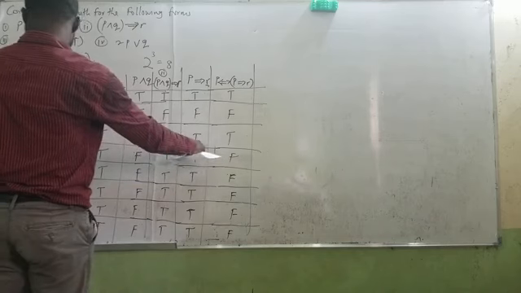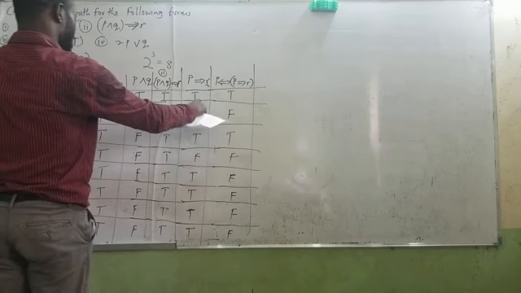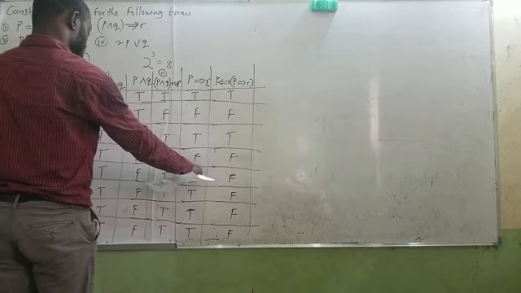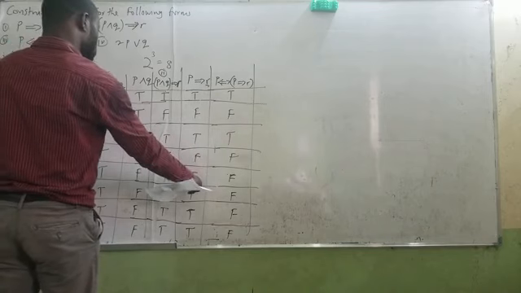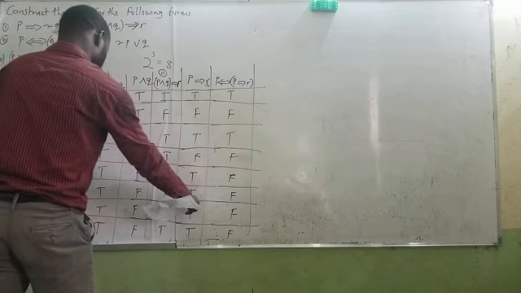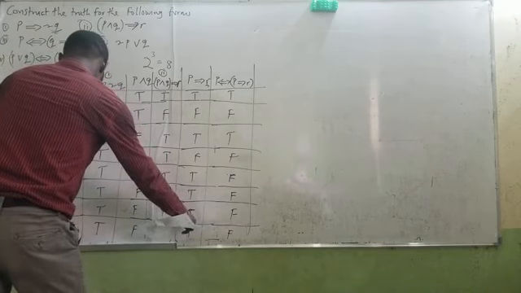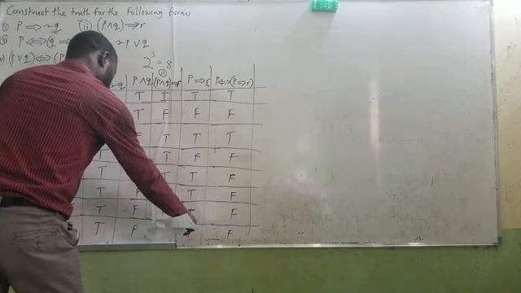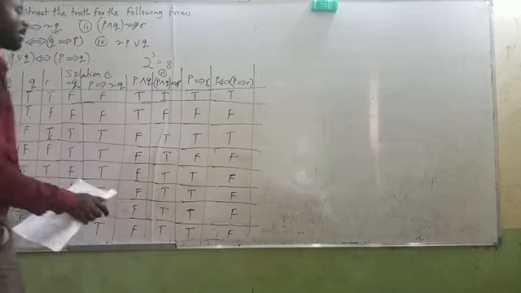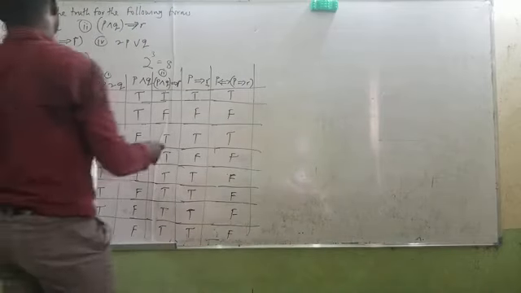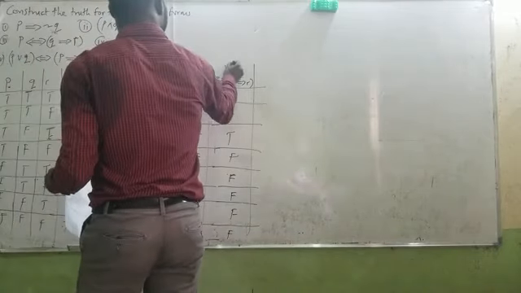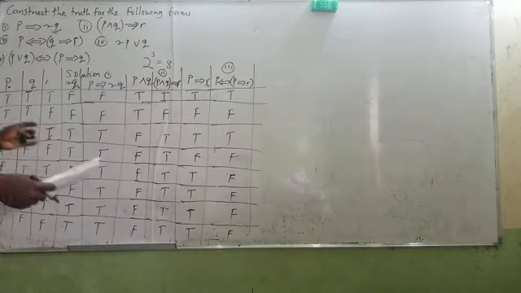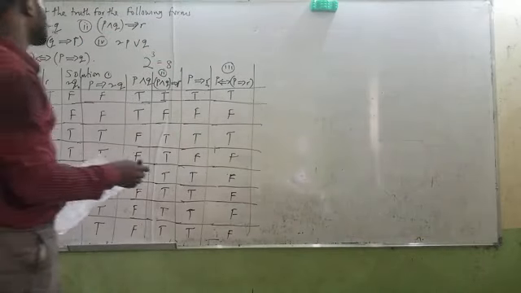This and this is true. This and this is false. This and this is true. And this and this is true. And this is true. And this is what? Is false. Now, the next thing, this is going to be number 3. Now, the next one is what? Not P or not R.